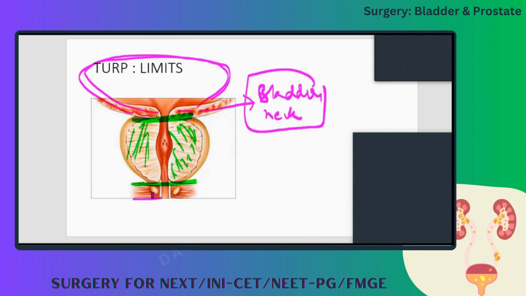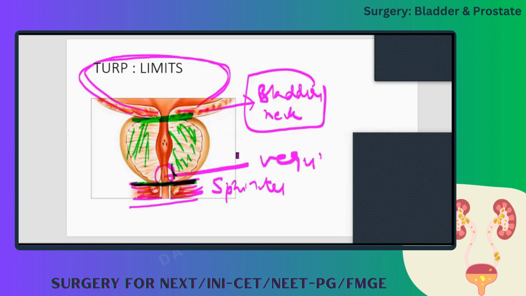And here, this is the sphincter. This is the landmark here, Veru, known as Veru Montanum; we call it Veru. Anatomy we read in the first year, we mostly forget, but this is the Veru. So the Veru is the landmark for the sphincter.